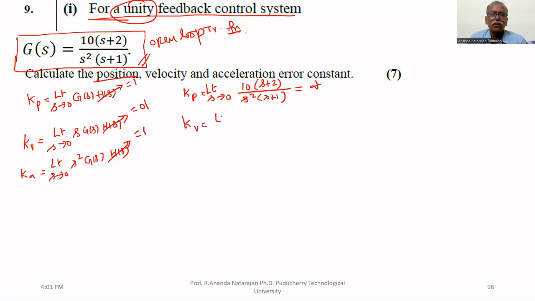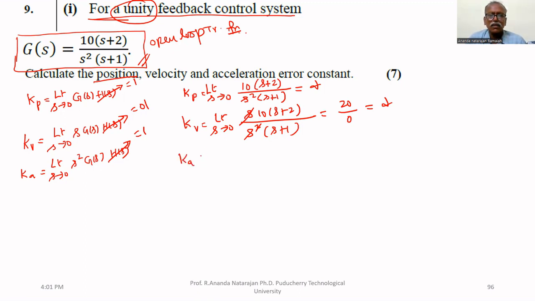Kv equal to limit s tends to 0 s into (10 s plus 2) upon s square (s plus 1). Here s is getting cancelled. Therefore, you apply the limit, 20 divided by 0, that is equal to again infinity.